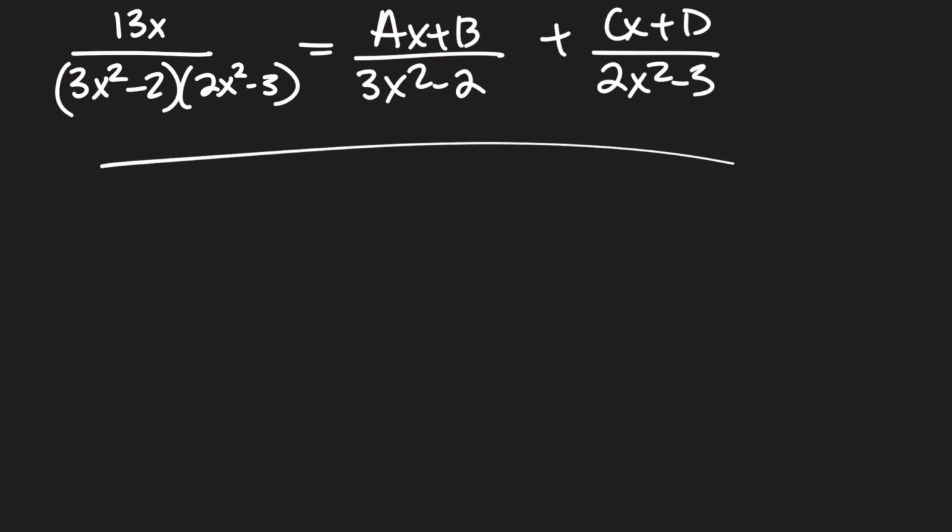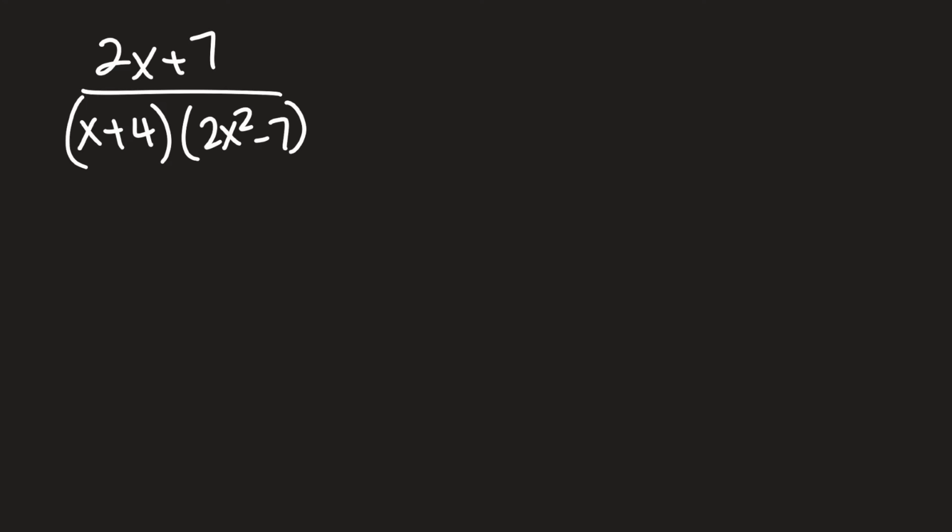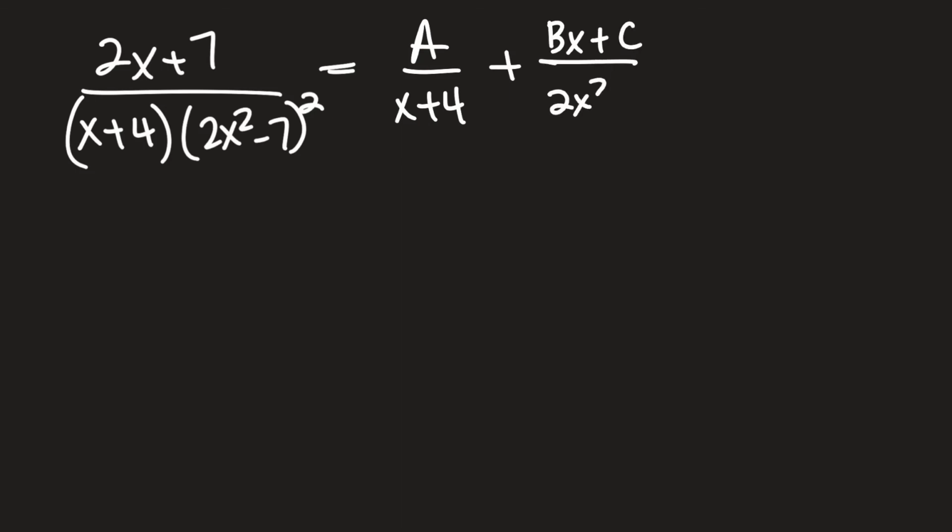And I'll add a case 4 on here, if there wasn't one really on your paper, but I'll add one on there. So 2x plus 7 over x plus 4 times 2x squared minus 7, squared. Okay? So the linear factor, again, gets just a constant numerator. So that would be a over x plus 4 plus, then the quadratic gets the linear numerator, and because it appears twice, it has to have 2. So we have the first occurrence, bx plus c over 2x squared minus 7 plus, and then the second occurrence, dx plus e over 2x squared minus 7 squared.